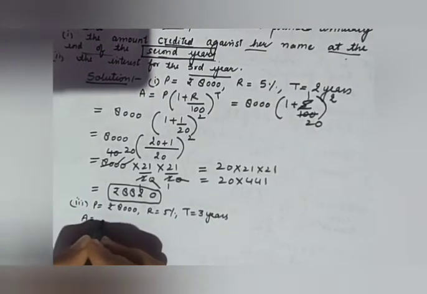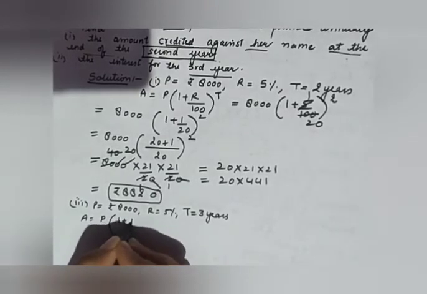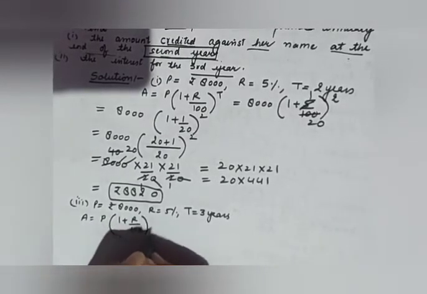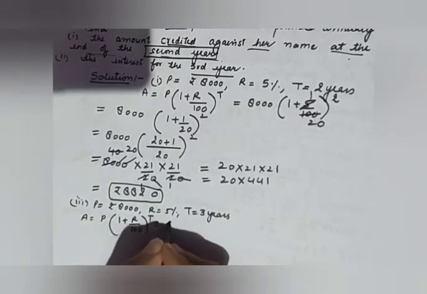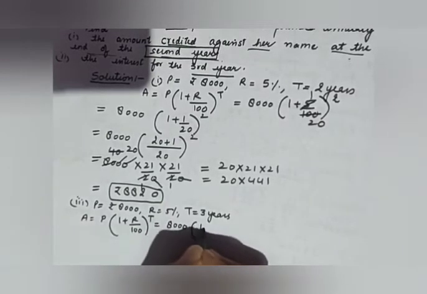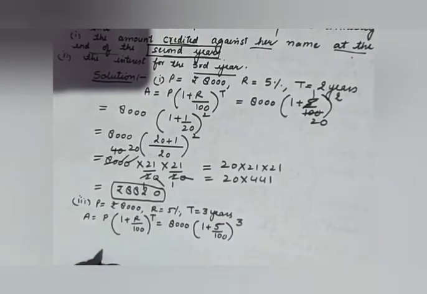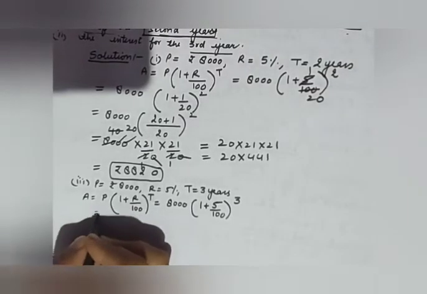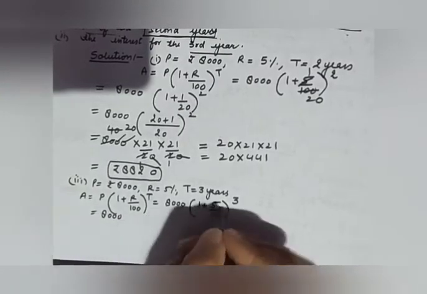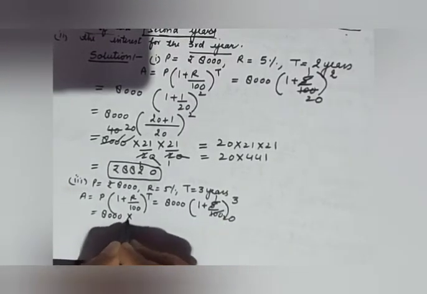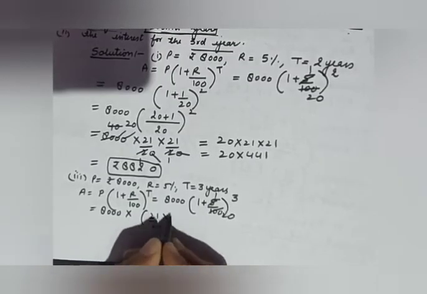So A is equal to P into (1 plus R upon 100) raised to power T here. Okay, so it will be 8,000 into (1 plus 5 upon 100), and time is 3 years. So I am calculating the amount for 3 years first, and after that I will subtract the amount of the second year from the amount of the third year. I will be getting my interest for the third year. Okay, so again I will be following the same steps. So 1 plus 1 by 20, I am directly using, that is (21 upon 20) cube here.